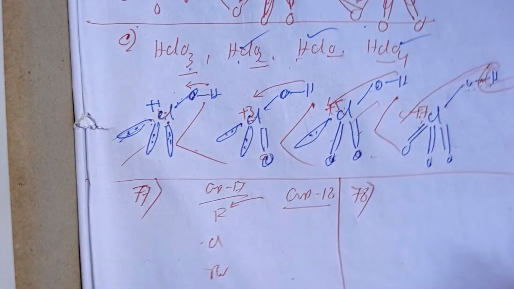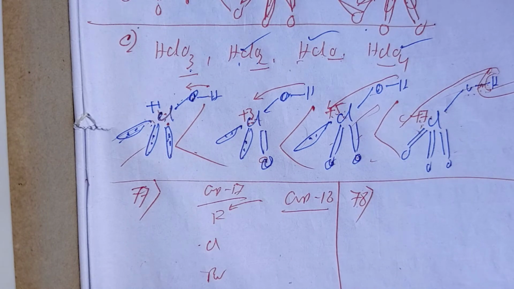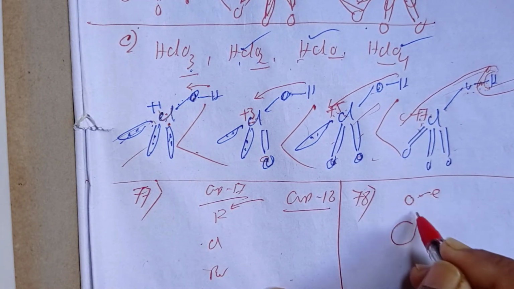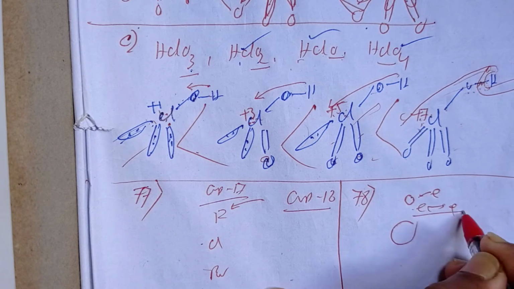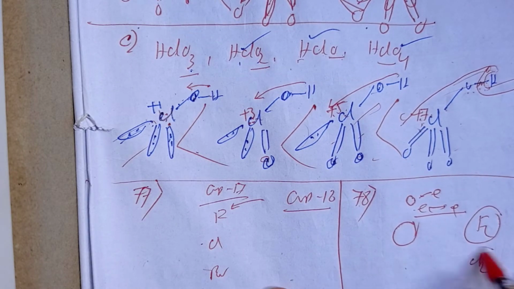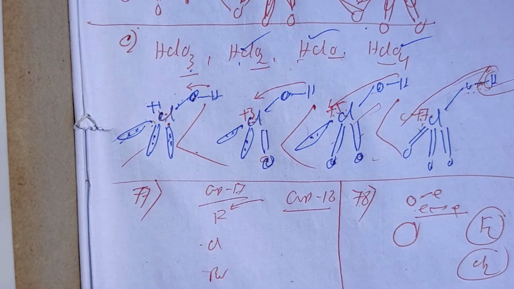Question number 78. Although the electron gain enthalpy of fluorine is less negative as compared to chlorine, fluorine is a stronger oxidizing agent than chlorine. Why does this happen? The fluorine size is very small, the chlorine size is larger, so gaining an electron is difficult due to electron repulsion. But fluorine is the stronger oxidizing agent than chlorine.